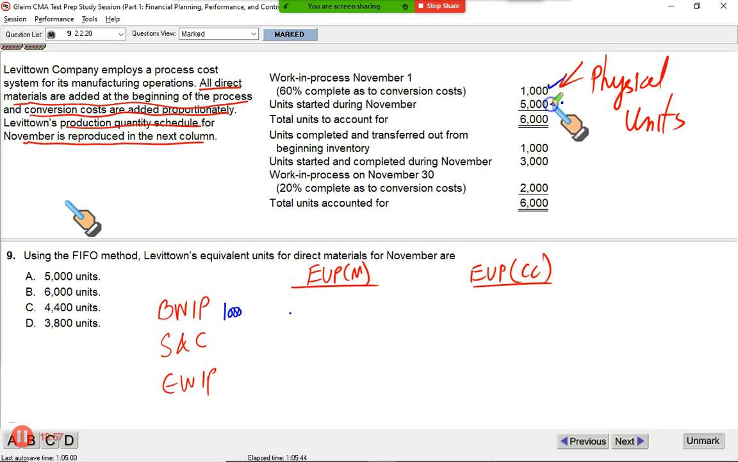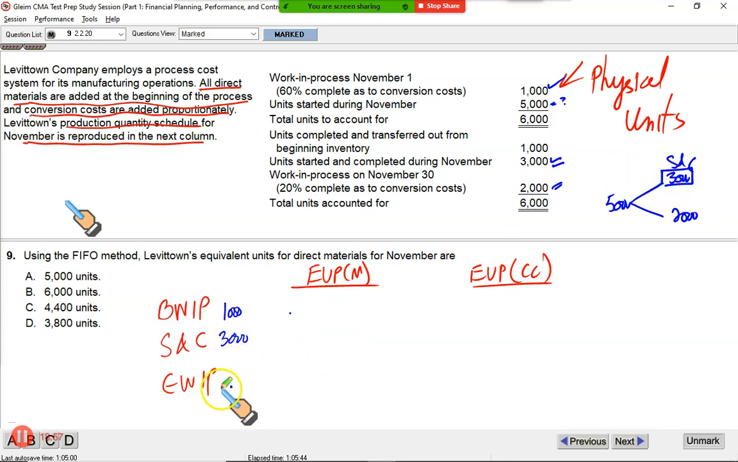Out of these, how many units did we complete? We need to answer this question. Out of these 5000 units, it says units started and completed during November. We started work on 5,000 units. Out of these 5,000 units, we completed 3,000 units, and remaining 2,000 units are still being work in process. Which means if we started work on 5,000 units, 3,000 are completed and 2,000 are not completed. Which means the units that we started and completed is 3,000.